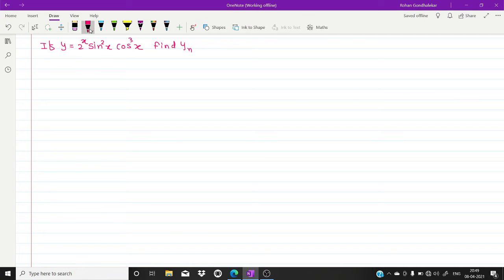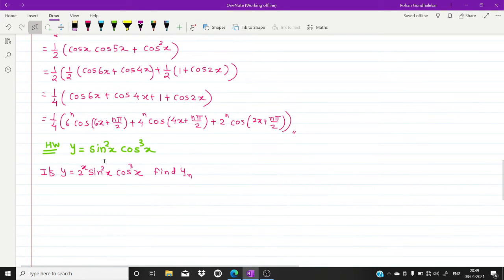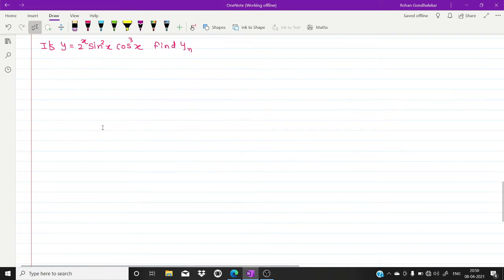Now one thing is, you keep that 2 raised to x outside or away from your calculation part. Try to simplify this sin square x into cos cube x. For this example, I am going to solve it already. No worry about that. So I just start with sin square x into cos cube x, which can be written as sin square x into cos square x into cos x.